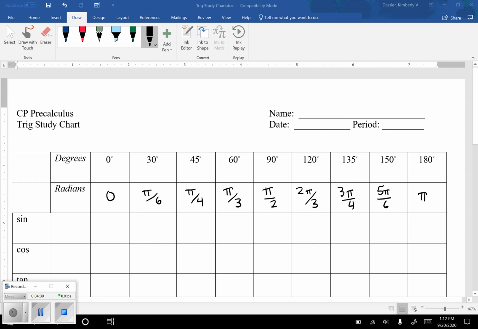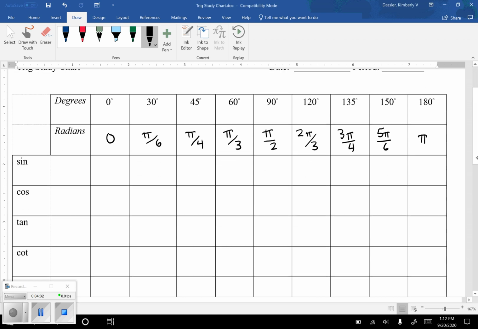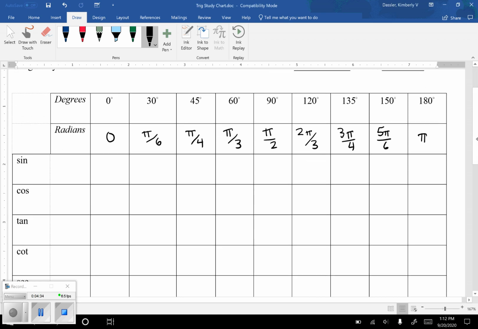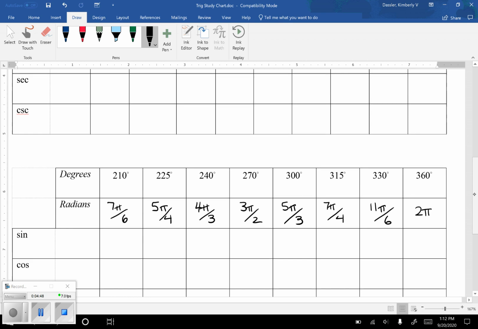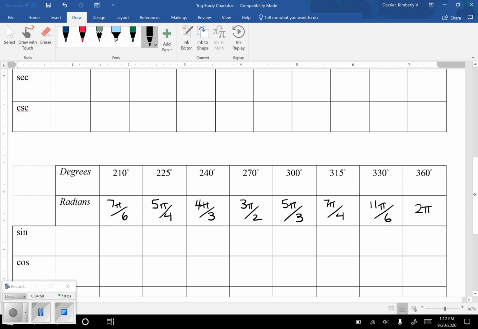Okay, check your radian measures. Make sure you have all of your radian measures correct. Notice that all the 30-degree reference angles are in pi sixths, all the 45-degree reference angles are in pi fourths, and all the 60-degree reference angles are in pi thirds. 90-degree reference angles are in pi halves.